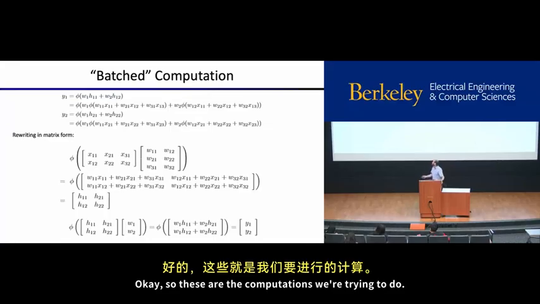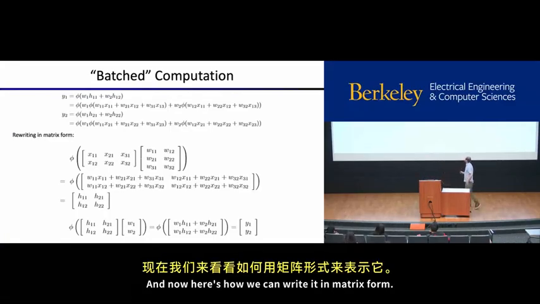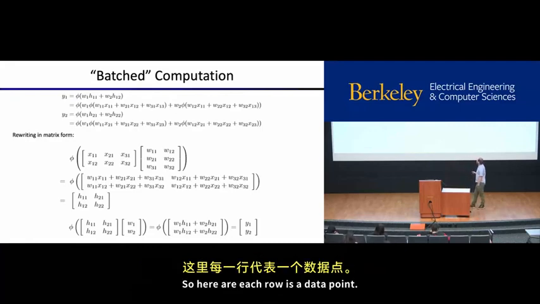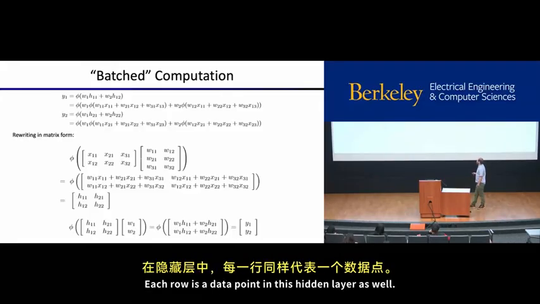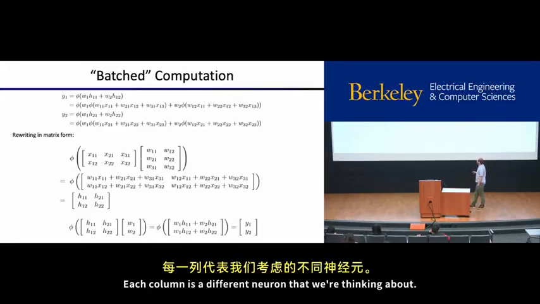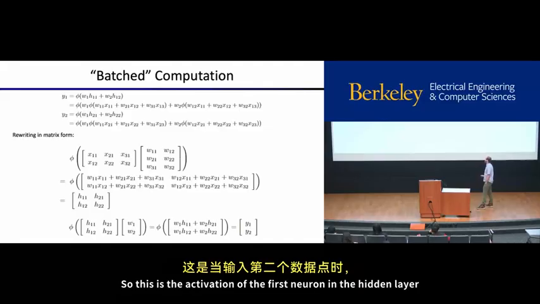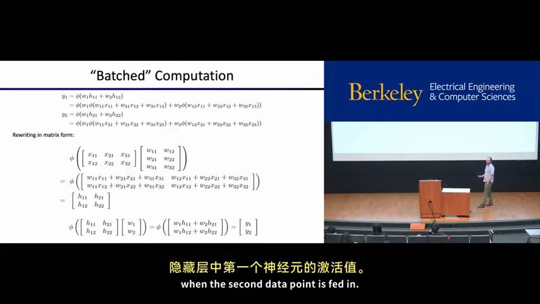Okay, so these are the computations we're trying to do, and now here's how we can write it in matrix form. So here each row is a data point. Each row is a data point in this hidden layer as well. Each column is a different neuron that we're thinking about. So this is the activation of the first neuron in the hidden layer when the second data point is fed in. That's what these numbers mean.